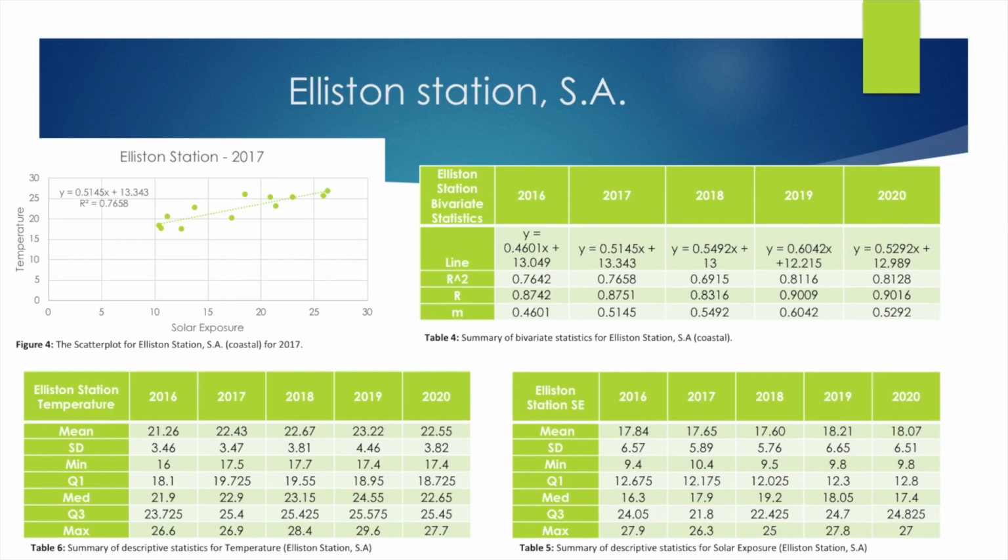Our second South Australia weather station is Elliston Station, located coastally. From the data shown in Figure 4 and Table 4, we can see a moderate positive linear association between solar exposure and temperature, indicating a weaker relationship between the two. The univariate statistics show the minimum temperatures recorded average to be 17.20 degrees, with the maximum averaging 27.84 degrees.